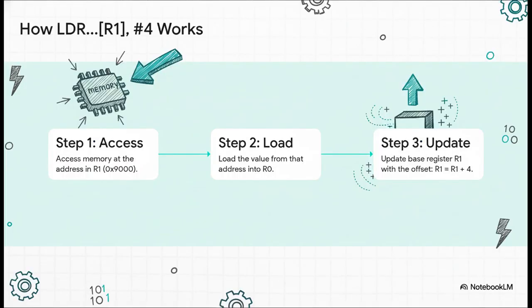So let's say R1 is at 9000. This instruction goes directly to 9000 first and loads that data into R0. Once that data is secure, then and only then does it update R1 by adding the offset, moving it to 9004. It's access first, update second. A total reversal.